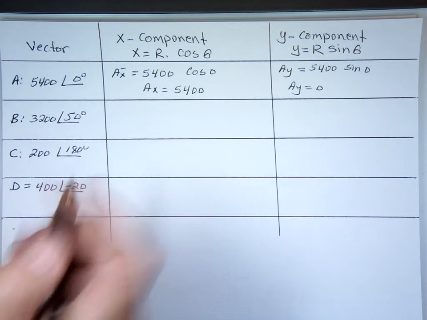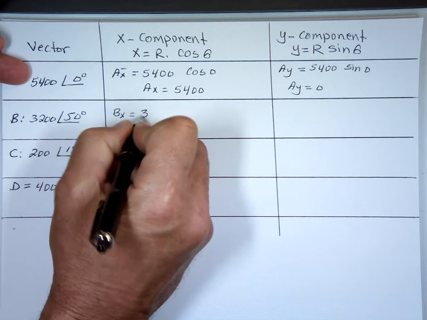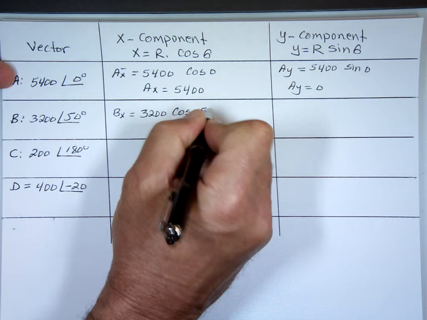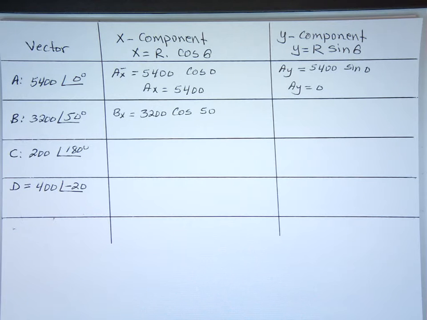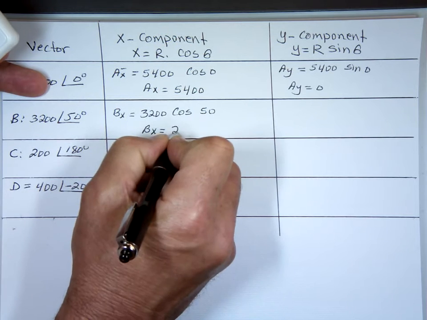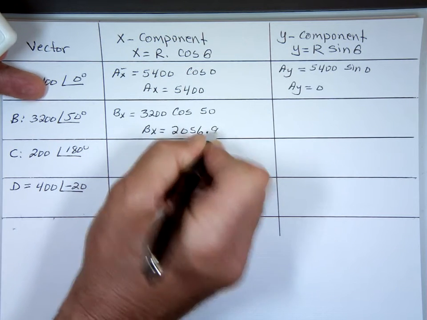Let's find the x component of vector B. 3200 cosine 50. There we go, 3200 cosine 50, and it's 2056.9. I'll just go one decimal place.